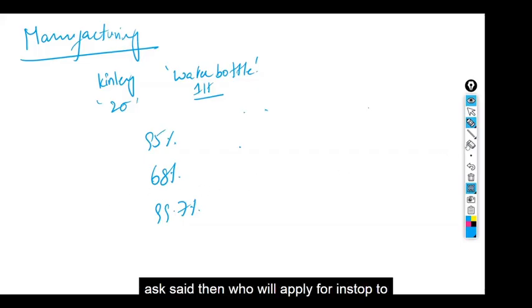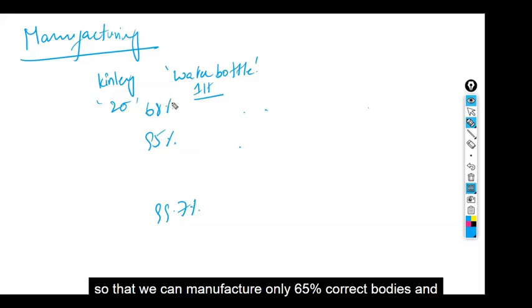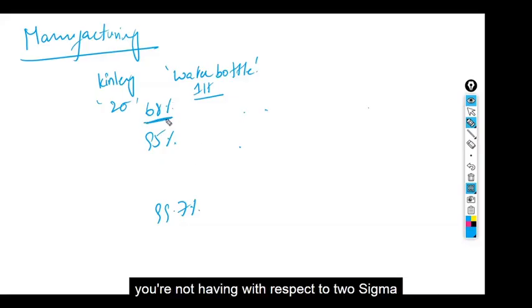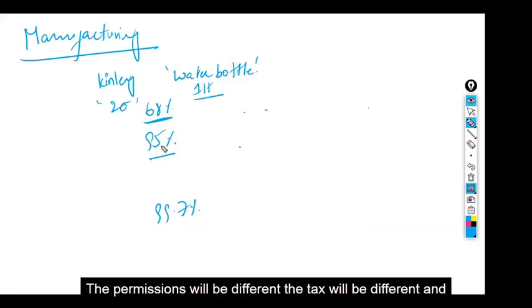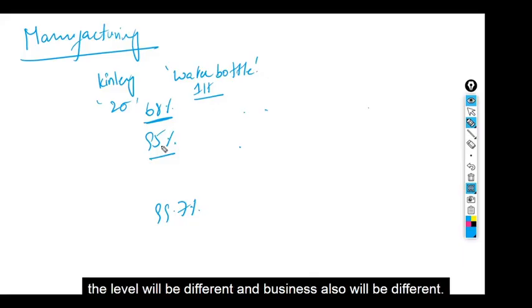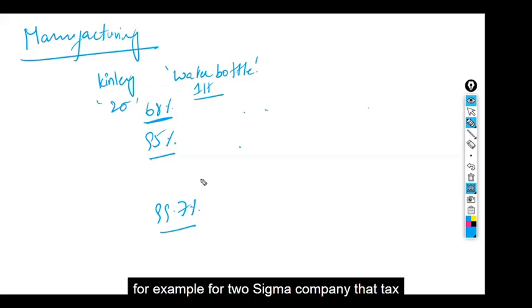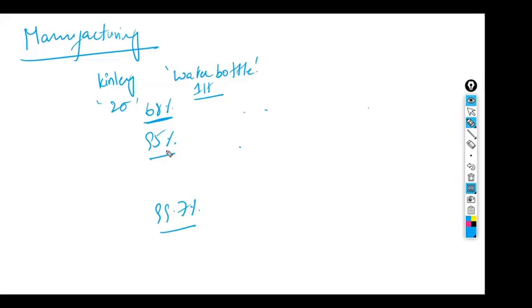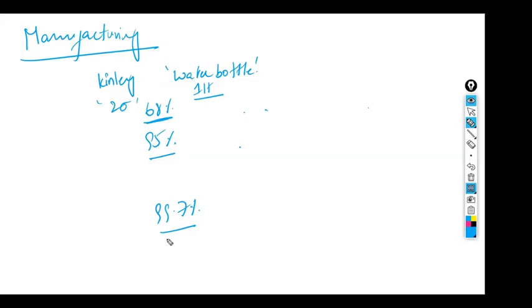Sir, now you'll ask, instead of 2 sigma, let us apply for 1 sigma only, so that we manufacture only 65% correct bodies and the remaining we need not manufacture properly. But the permissions will be different, the tax will be different, the level will be different, and the business also will be different. For example, for a 2 sigma company you have to pay a tax of 10%. For a 3 sigma company, you have to pay an additional tax.